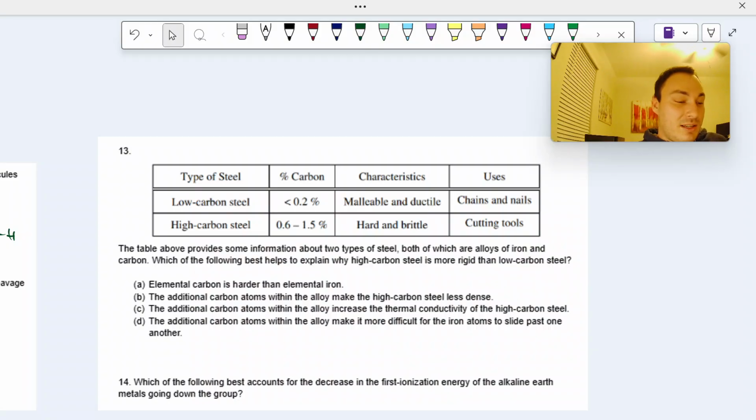So, let's read through the options. Elemental carbon is harder than elemental iron. The additional carbon atoms in the alloy make the high carbon steel less dense. The additional carbon atoms within the alloy increase the thermal conductivity of the high carbon steel. The additional carbon atoms within the alloy make it more difficult for the iron atoms to slide past one another.